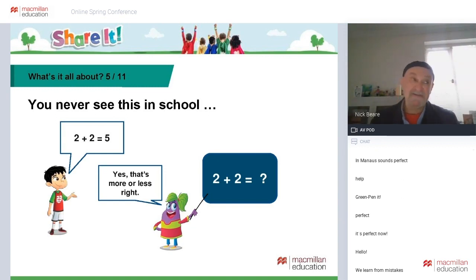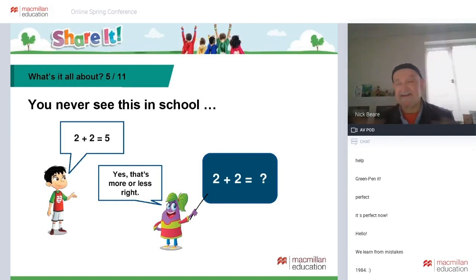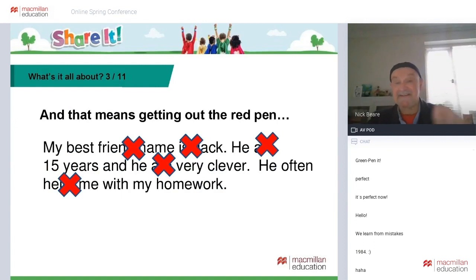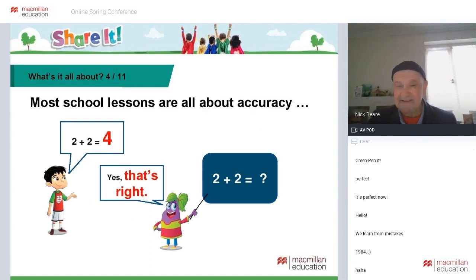The next one, this is something you'll never see in a school. What's 2 plus 2? 2 plus 2 equals 5. Yes, that's more or less right. That's never going to happen in a school, is it? Because in schools, it's all about accuracy. So we're always having to point out the mistakes.